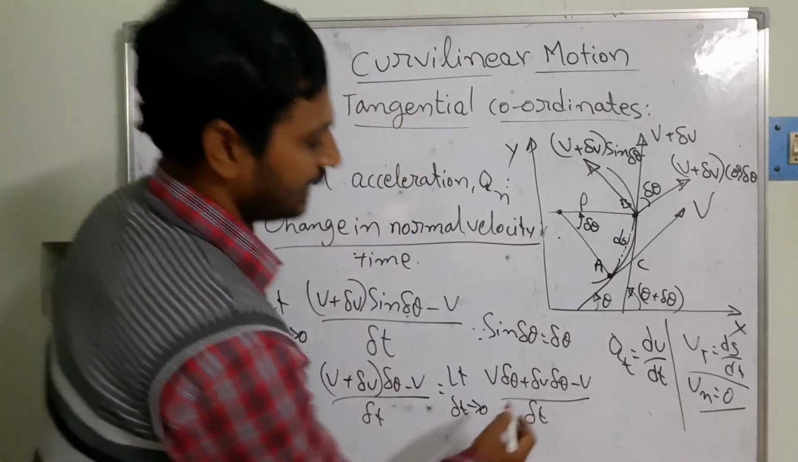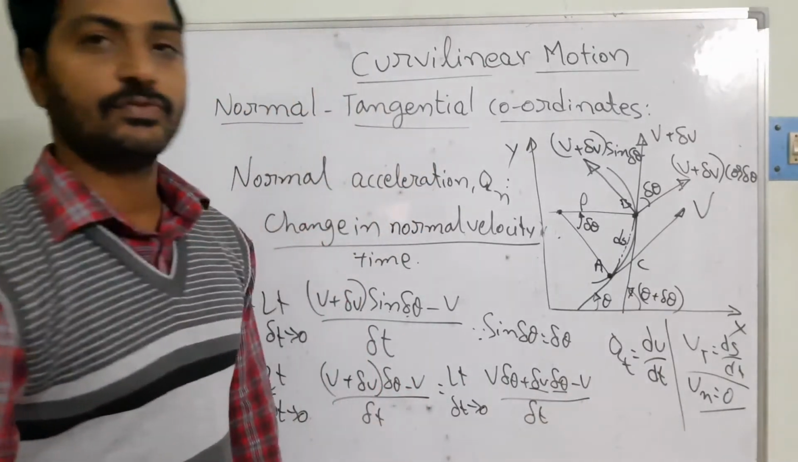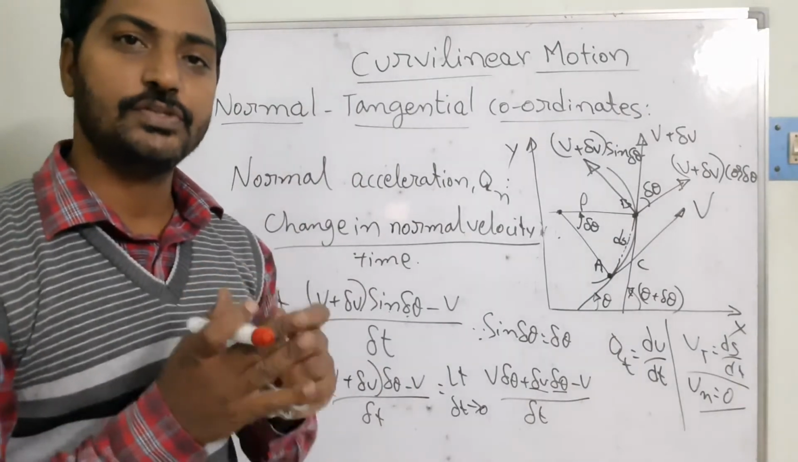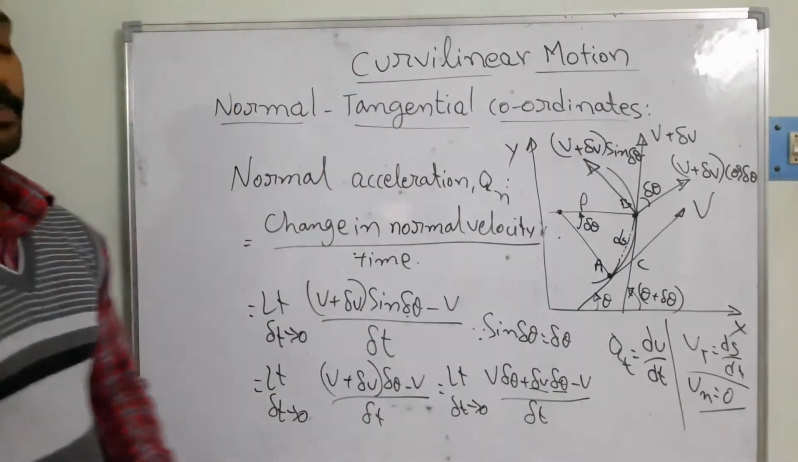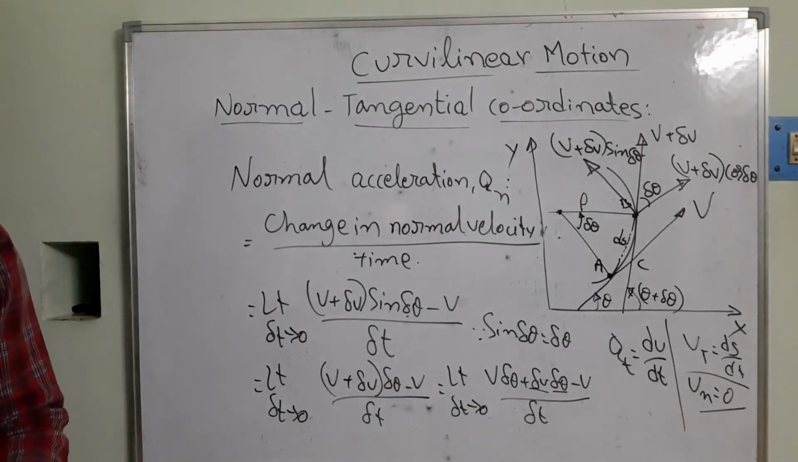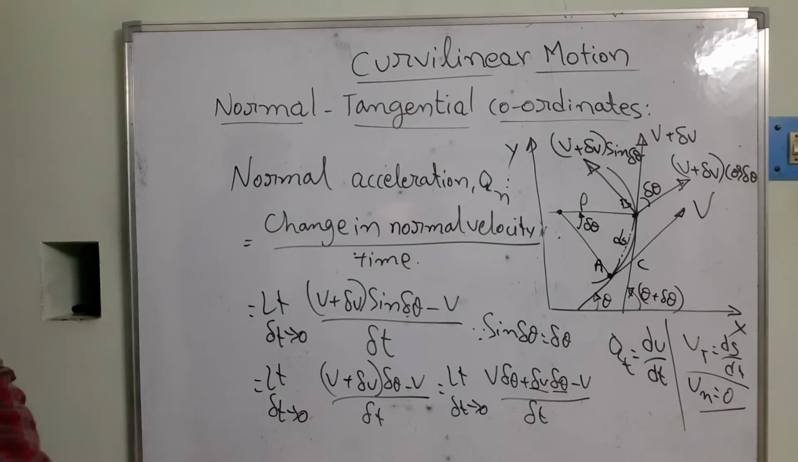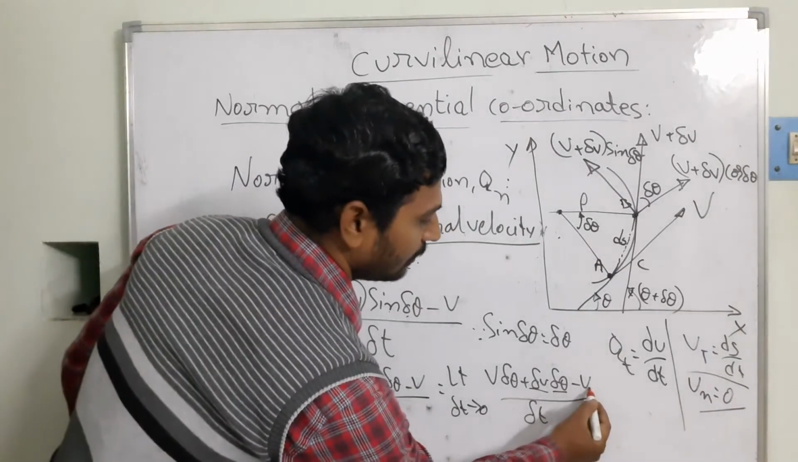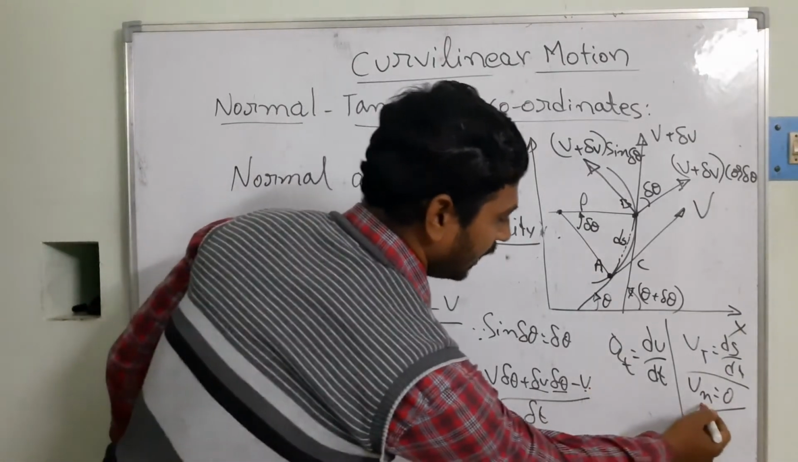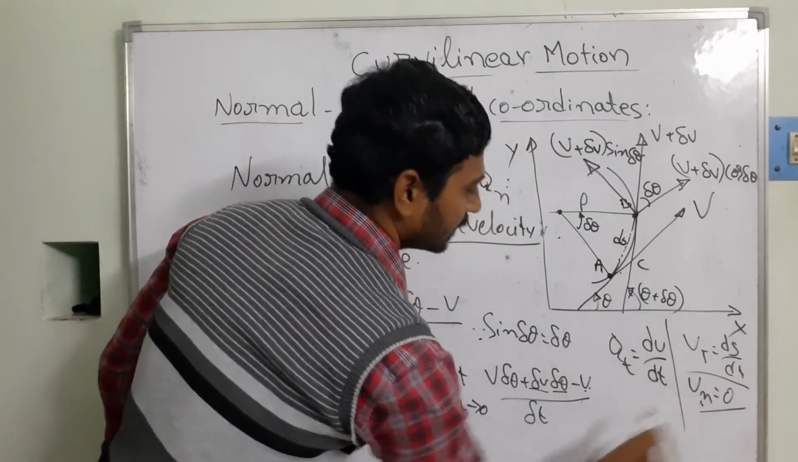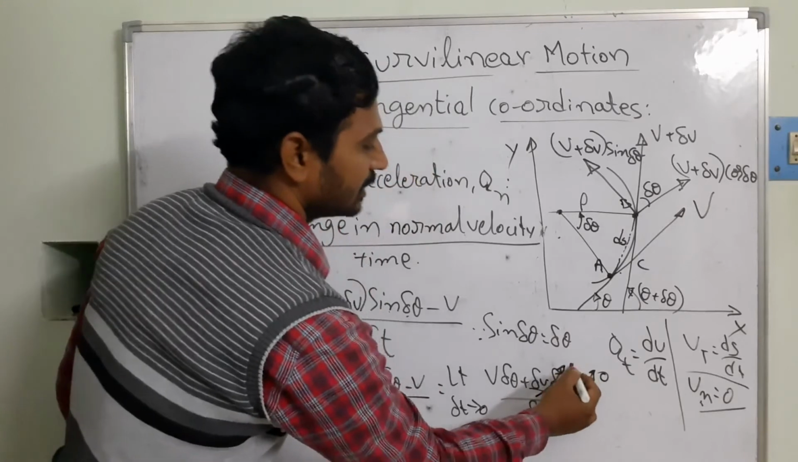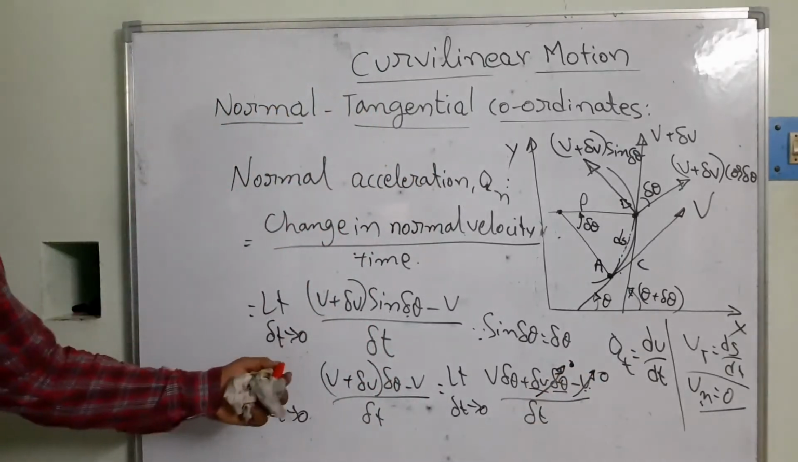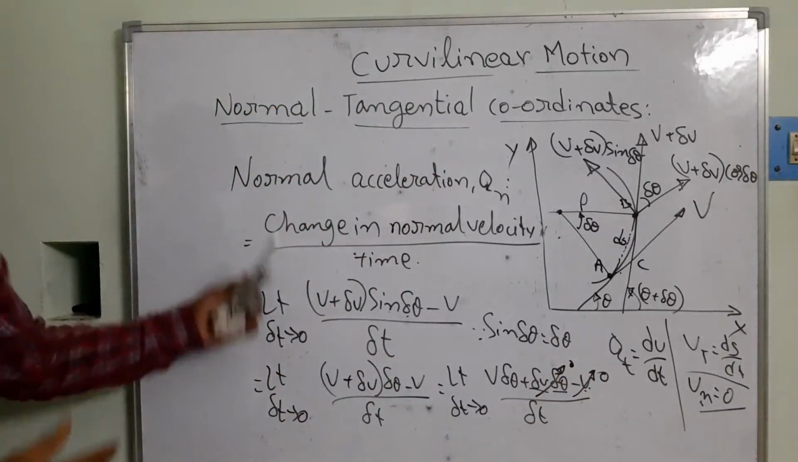In this case, the product of del V and del theta is a very small component, so it is going to be nullified. Further, what is the V here? This is going to be your normal velocity. The normal velocity at point A is equal to 0, so this is 0 and this is also 0. And further simplification I am going to write over here.